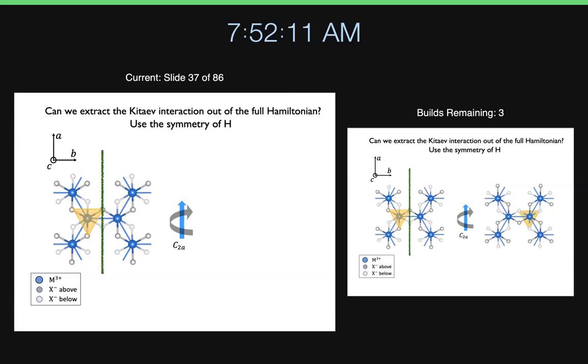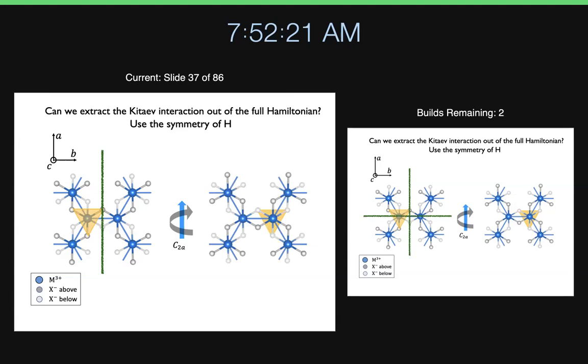If you rotate by C2A, and if you don't see the p orbitals or the octahedra, you might think, well, this has a rotational symmetry. Actually, that's not the case. In fact, it doesn't have that C2A symmetry, because this triangle here, which is above the screen, will map to below the screen. So there is no C2A symmetry, which is broken by the lattice.